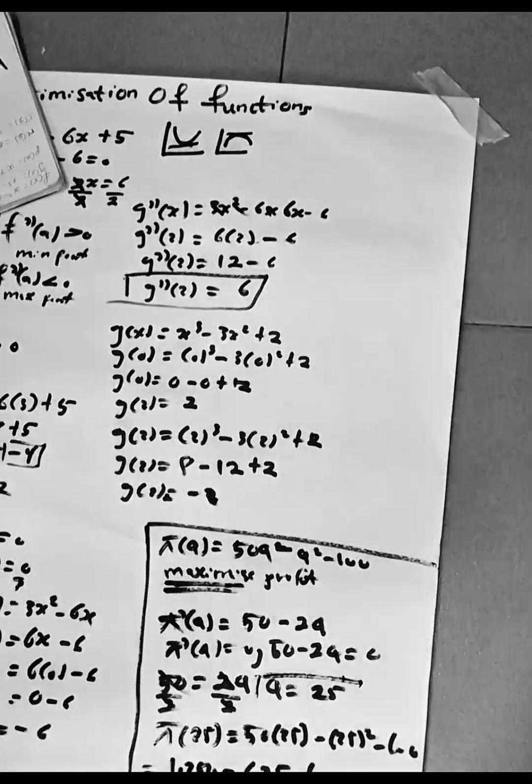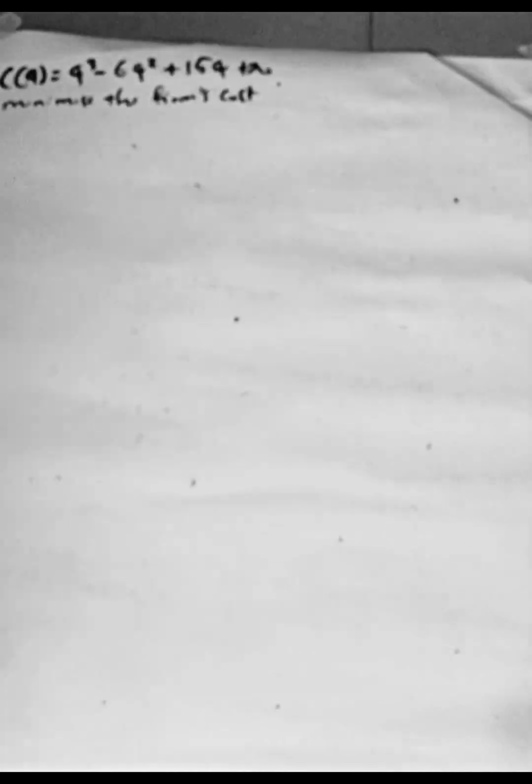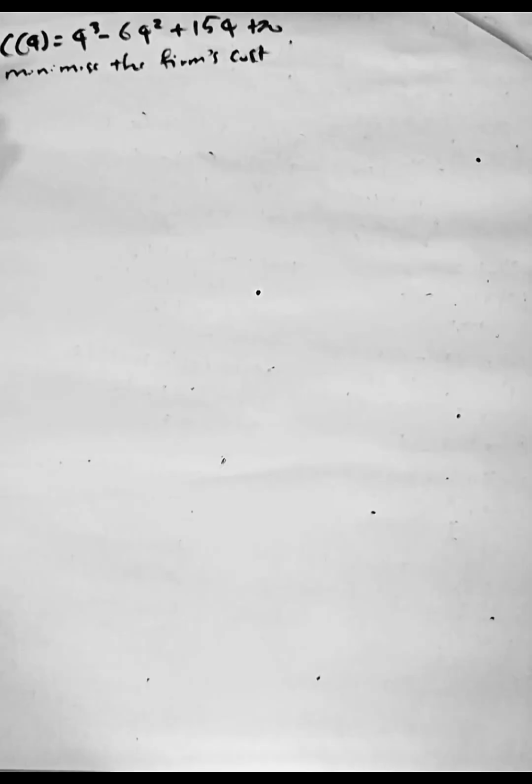So let's take one last example. We have a cost function, c of q is equal to q cubed minus 6q squared plus 15q plus 20. And we're asked to minimize the firm's cost. So remember, the first thing we need to do is take our first derivative and set it to 0 to find our critical point. That's the point at the flat point of the curve, because every function, when graphed, will manifest in the form of a curve.